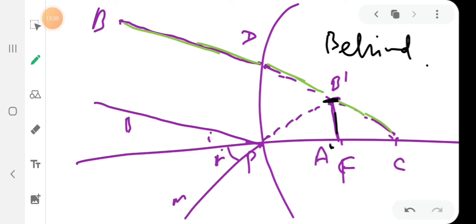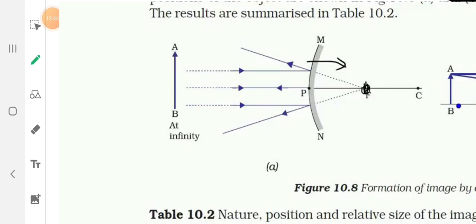Again we can say the image is virtual and erect, and the image is highly diminished, because we don't know exactly the height of the image. It may be much larger, but the image that is obtained here is very small compared to it, very very minor. Okay, so now let us come to the conclusion.